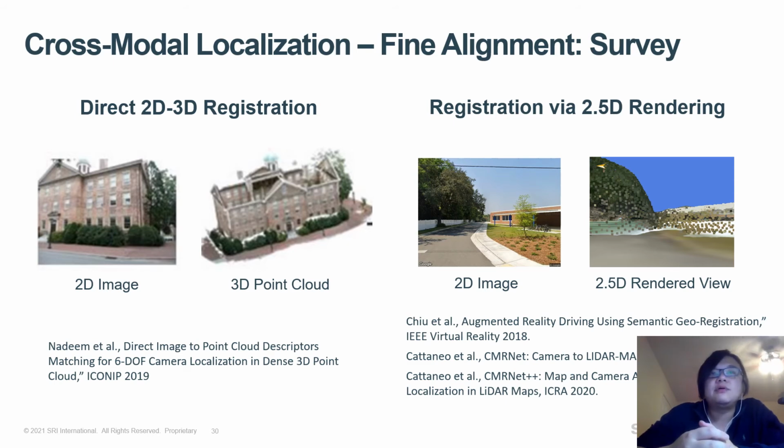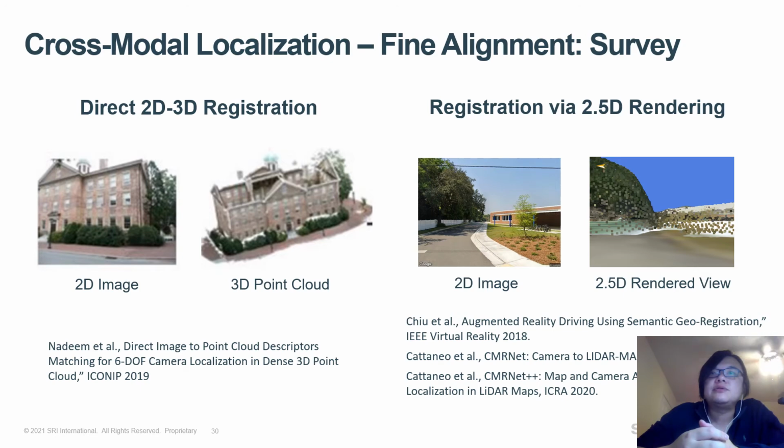The first approach is direct 2D 3D registration. The idea is to match features between the 2D query image and the correspondent 3D point cloud for pose refinement.